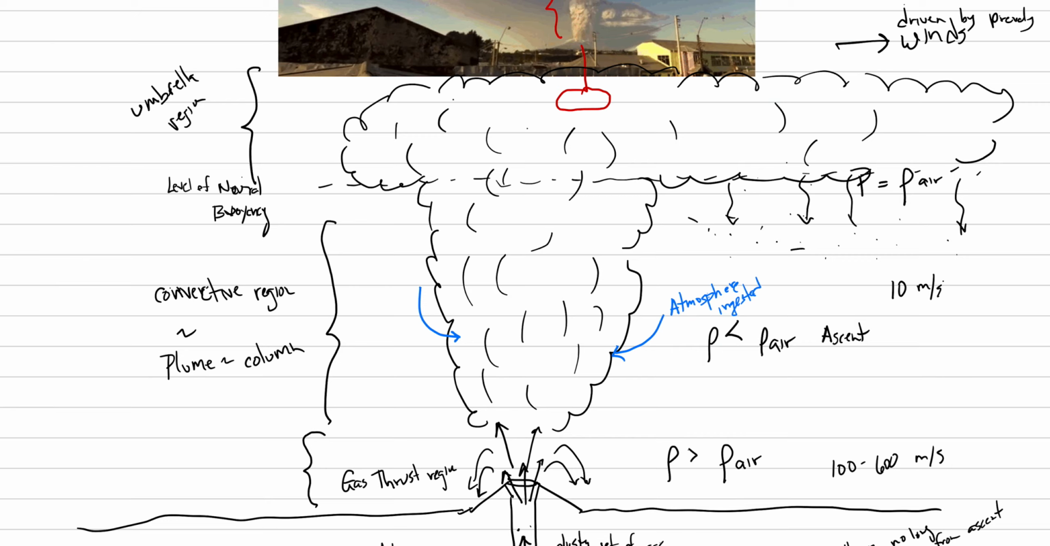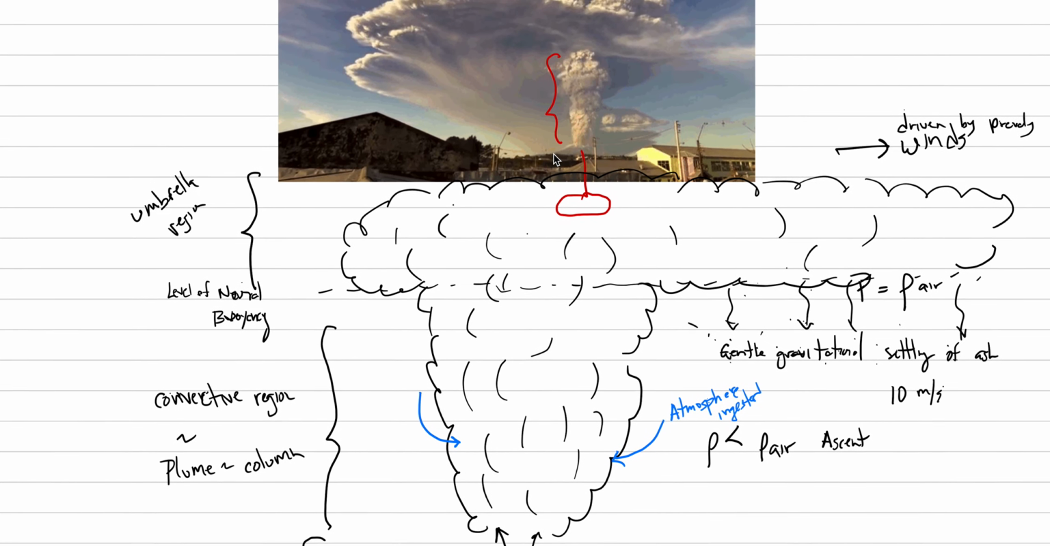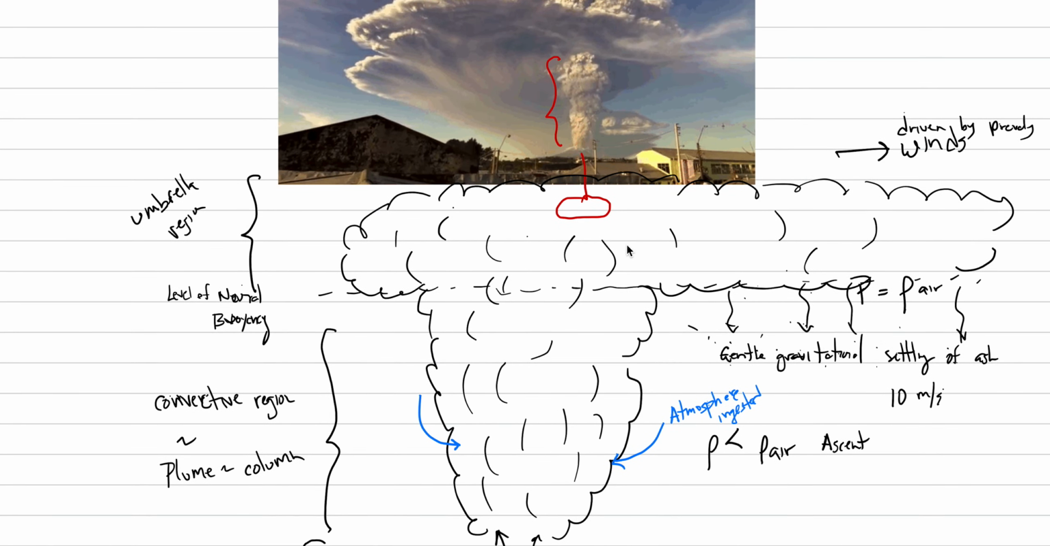Okay, maybe your drawing's starting to look a little cleaner here, but what I wanted you to have is some ash settling down from the umbrella region, and we're going to call this gentle gravitational settling of ash. And this could be within the kilometers closest to the volcano, or it could actually be blown around the entire planet by strong winds, and you get ash that deposits hundreds to 1,000 kilometers away.